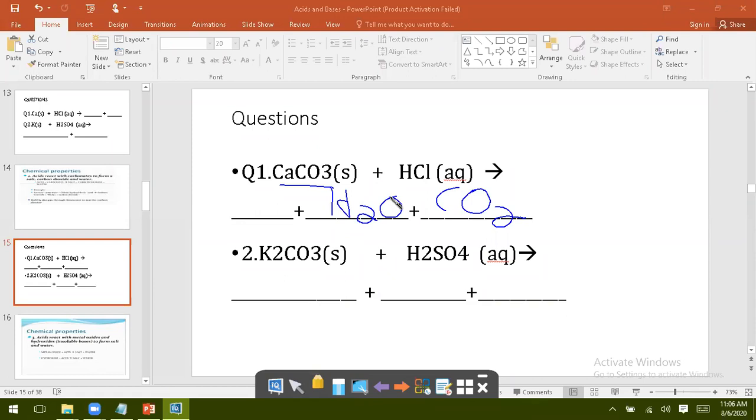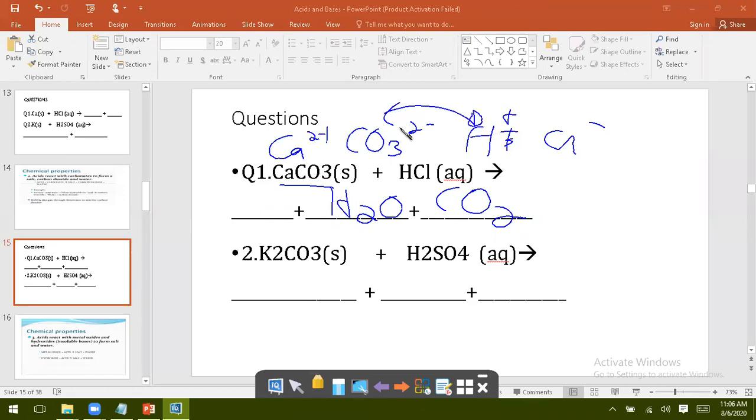So calcium ion, carbonate ion. We have hydrogen ion from hydrochloric acid and chloride ion. So carbonate ion and hydrogen ion here result in water and carbon dioxide. Calcium will go with chlorine and will give you the salt calcium chloride, CaCl2.